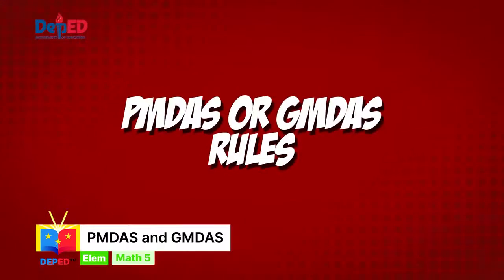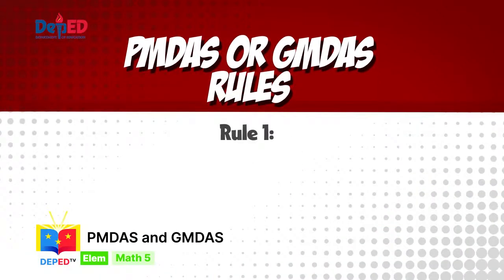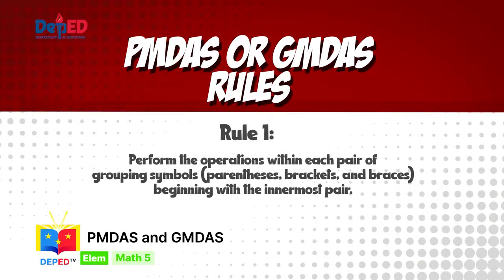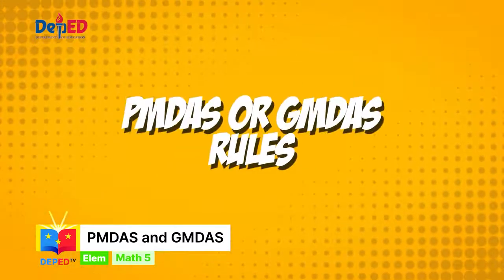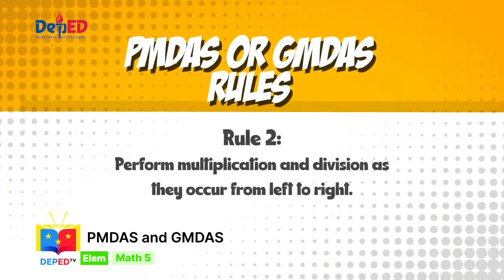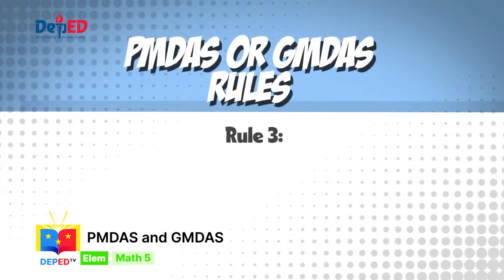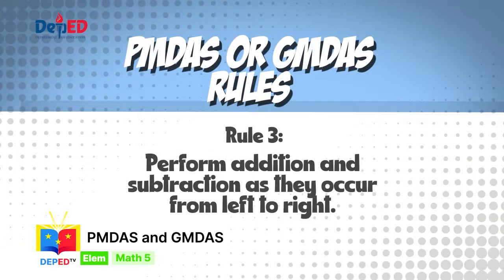What are the rules to perform a series of operations on whole numbers involving more than 2 operations using PMDAS or GMDAS? Rule 1. Perform the operations within each pair of grouping symbols, parentheses, brackets, and braces, beginning with the innermost pair. Rule 2. Perform multiplication and division as they occur from left to right. Rule 3. Perform addition and subtraction as they occur from left to right.